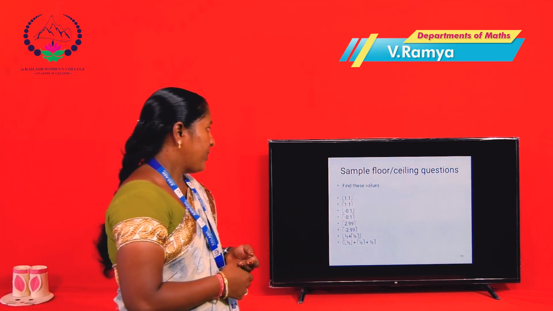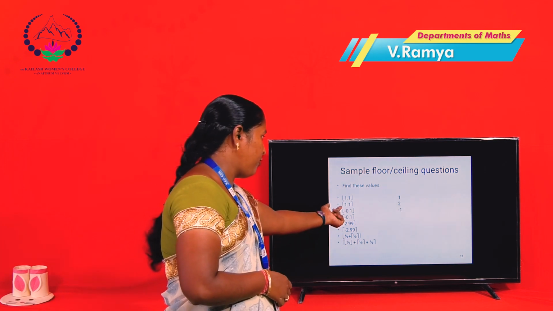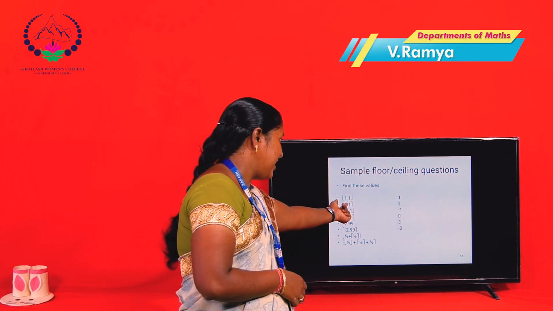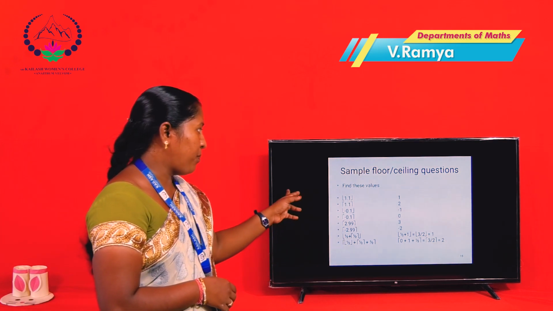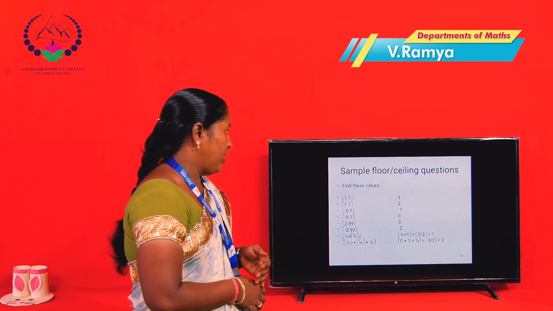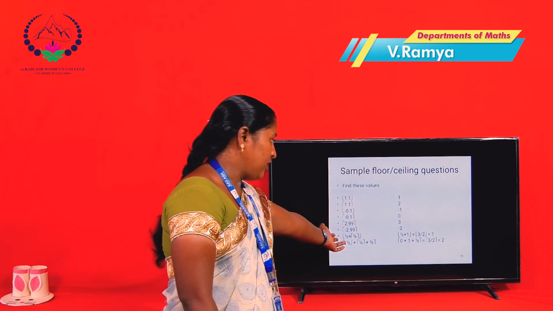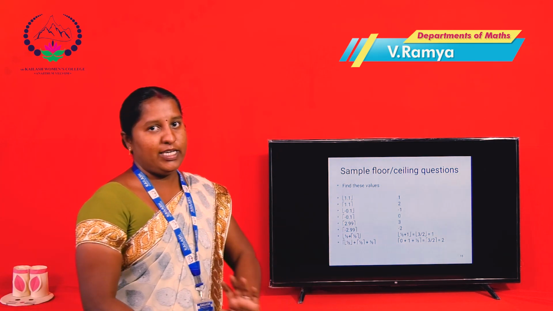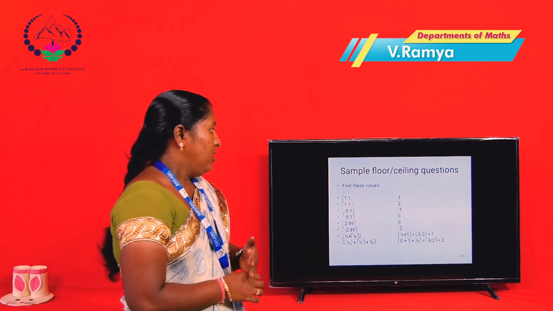Then next one, sample floor and ceiling questions. Floor means taking the minimum value. For example, 1.1 has decimal places, and we take the whole integer, which is the floor function. Ceiling function means a fraction such as 1/2 plus 1/2 is rounded up to the integer value, which is the ceiling function.